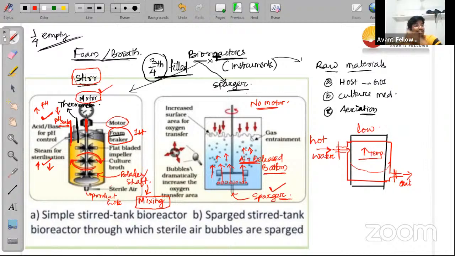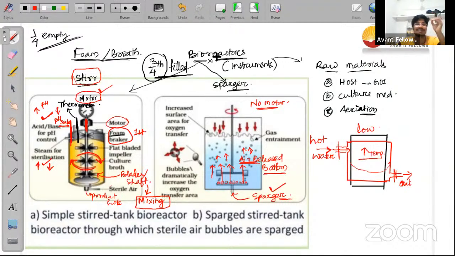Amit, the best one is the stir type, because there is a motor here, and air will also be mixing it, but the mixing by air alone will not be as proper. So stir type is the best one.